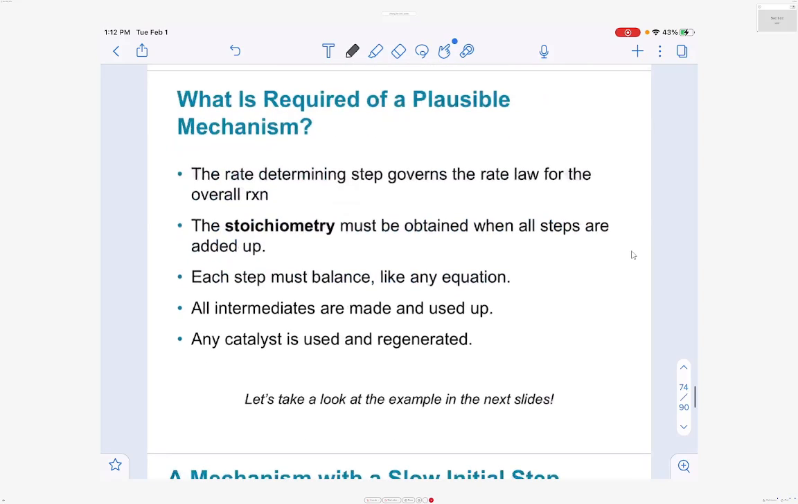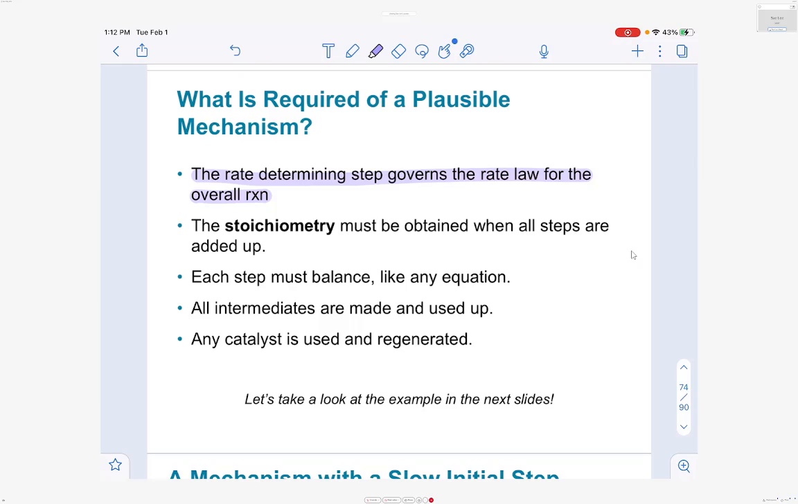Okay. So when it is a multi-step reaction, the overall rate law for a reaction is affected by the step with the slowest reaction rate, or in other words, the overall rate law for a reaction is governed by the rate determining step. Okay, so keep that in mind.